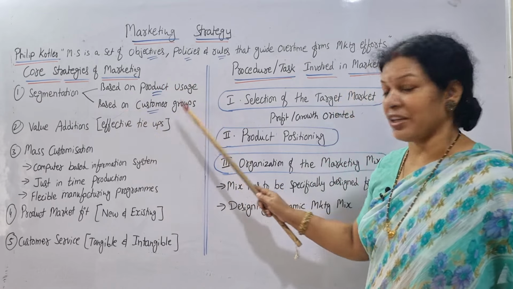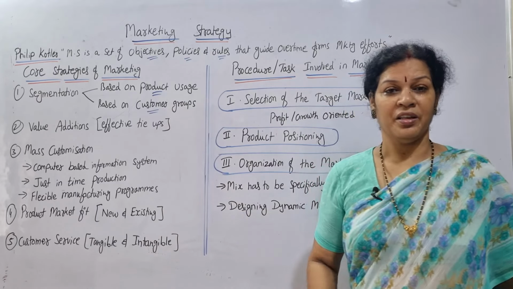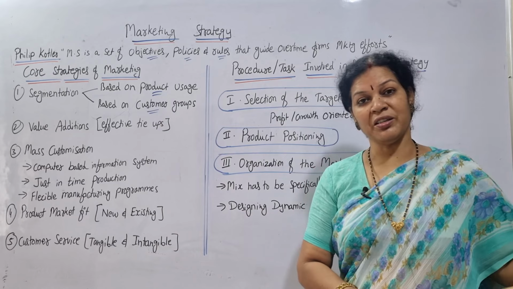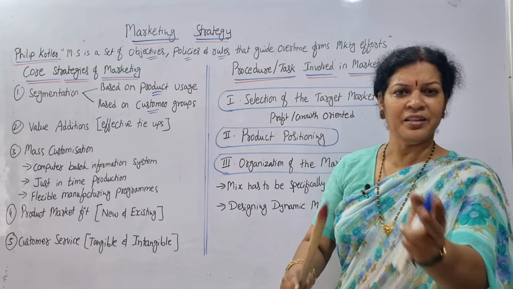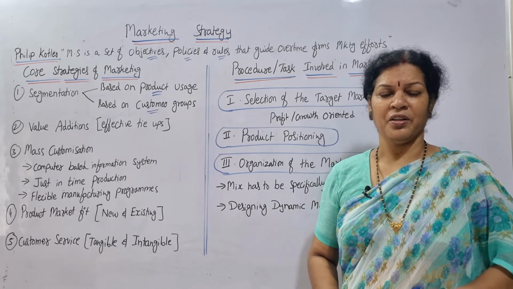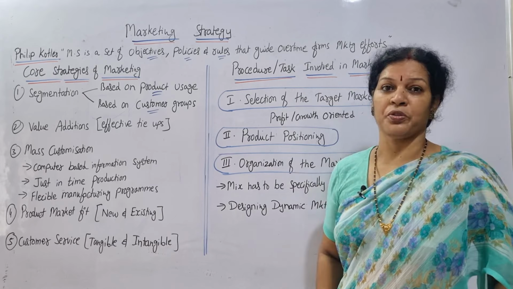Second one is based on customer groups. What kind of customers are they? Different kinds of customers want some product, so we'll focus on that. And another group of customers is there, so based on them we'll do the segmentation, meaning according to the groups.